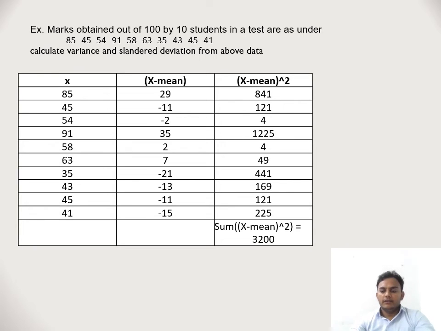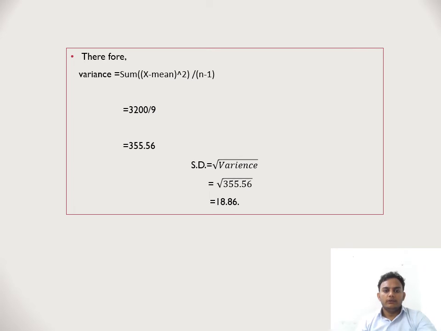Before calculating variance, we need to draw a table with columns: x, meaning the variable, and x minus mean. First we calculate the average from all these observations. Then we subtract the mean individually from all these observations. Then in the third column we square this difference. And finally we total the squared differences here, so it becomes easy to calculate the variance.